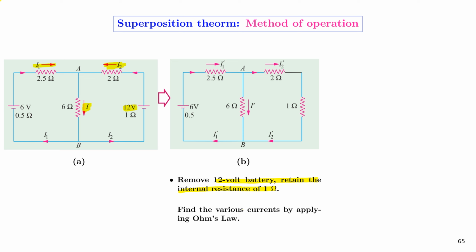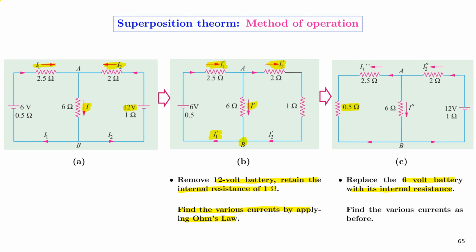Now, in the modified circuit, which has only one power supply, that is 6 volts, the current that is going to flow through the 2.5 ohm resistor will be designated as I1 dash, that flowing through the 2 ohm resistor will be designated as I2 dash, and that flowing through the 6 ohm resistor will be designated as I dash. At node B, I dash and I2 dash will combine to result in current I1 dash that will complete the circuit. And in this circuit, we'll find the various currents by applying Ohm's law.